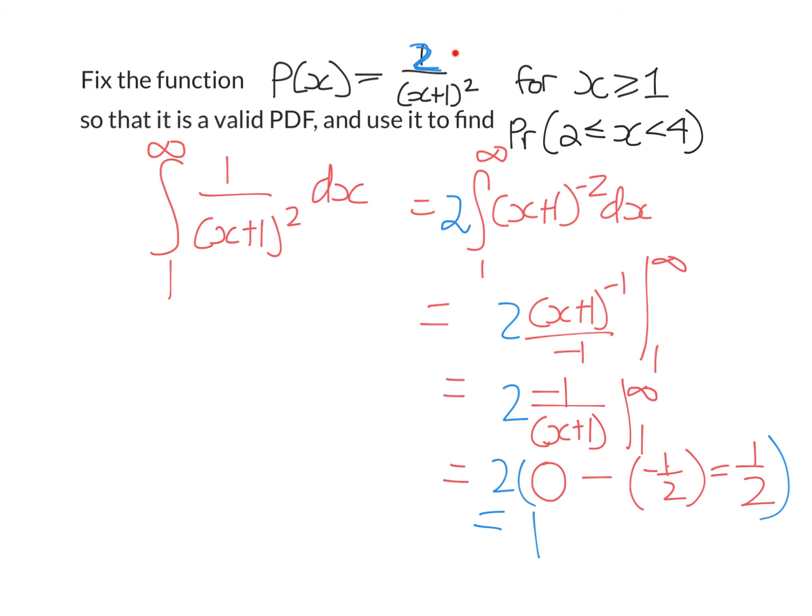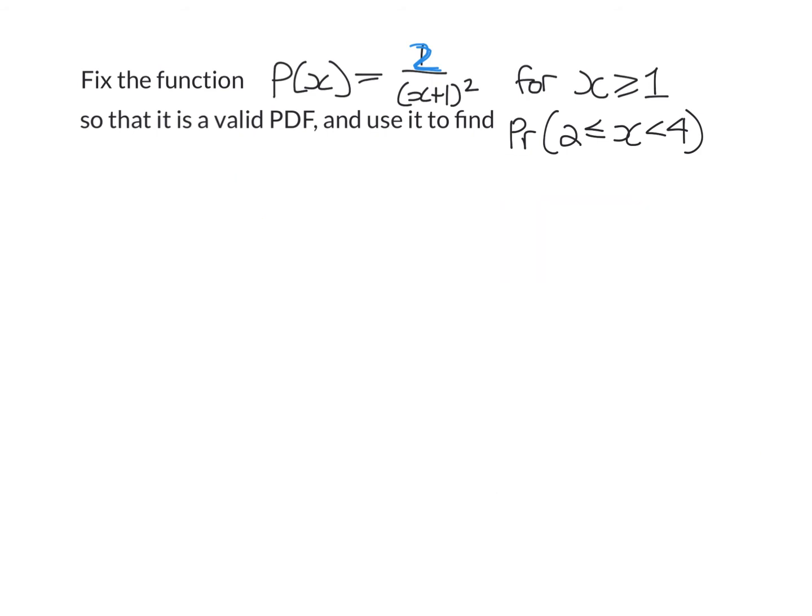So now what I'm going to do is use this new function to calculate this probability here. I'm going to calculate the probability x is between 2 and 4. Remember, the probability x equals a certain value is 0. But we can find the probability x is between two numbers like 2 and 4. Note it really doesn't matter whether we include this value 2 or not, because as I said, the probability x equals 2 is 0 anyway.